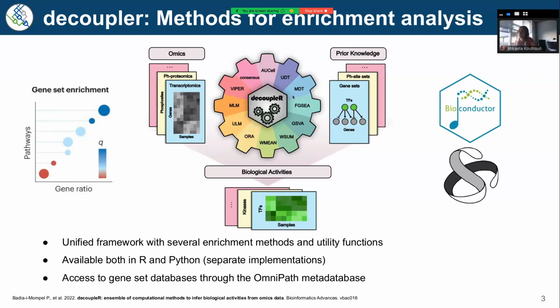Some of the enrichment methods you may know, for example, gene set enrichment analysis, over representation analysis, AUCell, and so on. But basically the idea is that you come with your omics data and your prior knowledge resource, which you can understand as genesets, you pick your enrichment method, and then you get your enrichment scores, right?